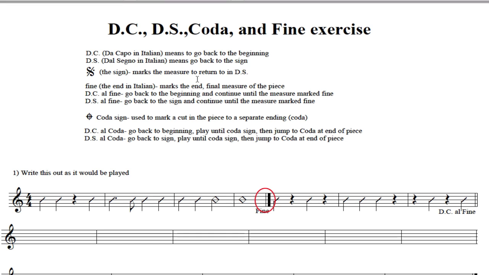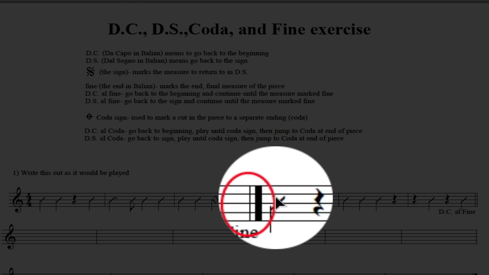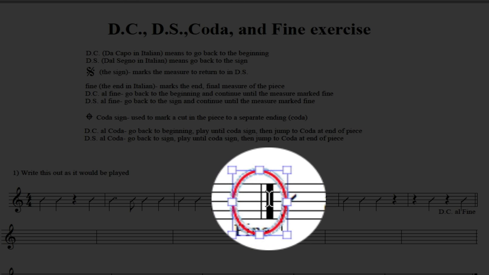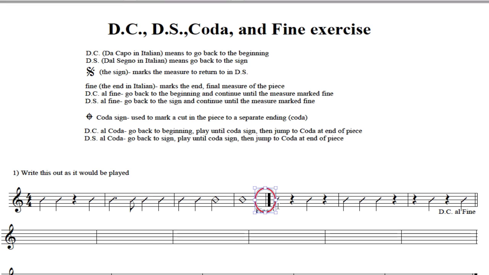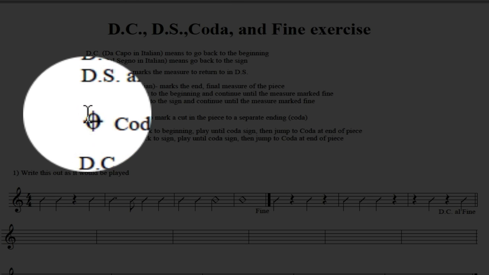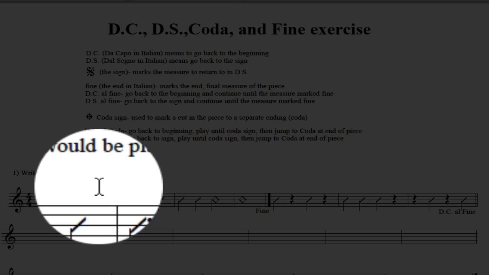Fine means the end, so wherever fine is written, that means that's where you're eventually going to end in the piece of music, and it will also often have a fine bar line, this thin and thick line there. And then you have Coda, which is this symbol, and that's a piece that is tacked onto the end of a piece of music. So let's go through these.